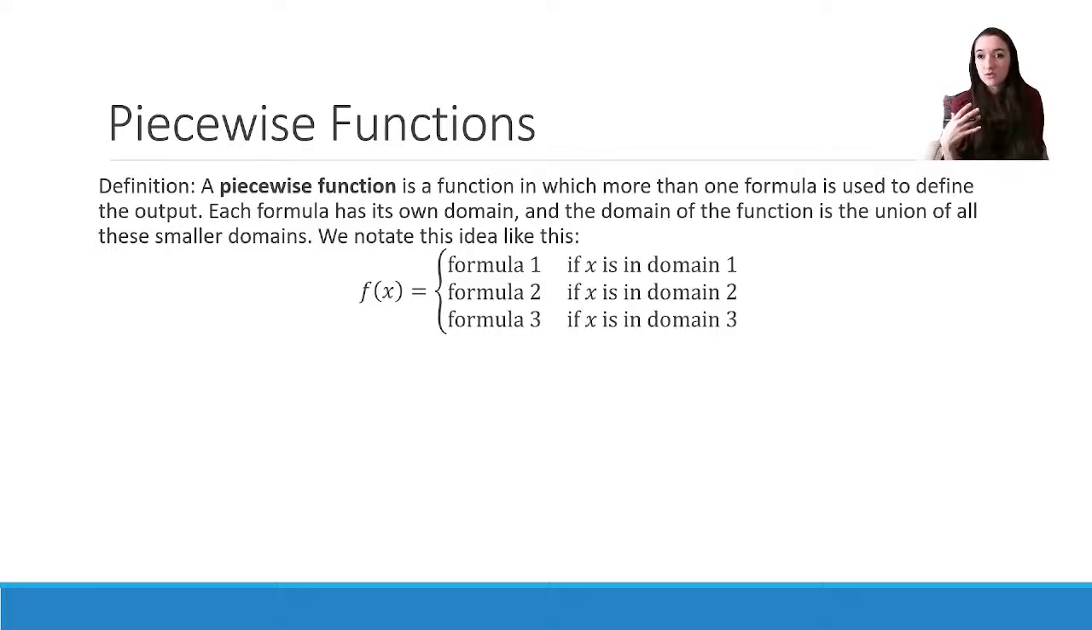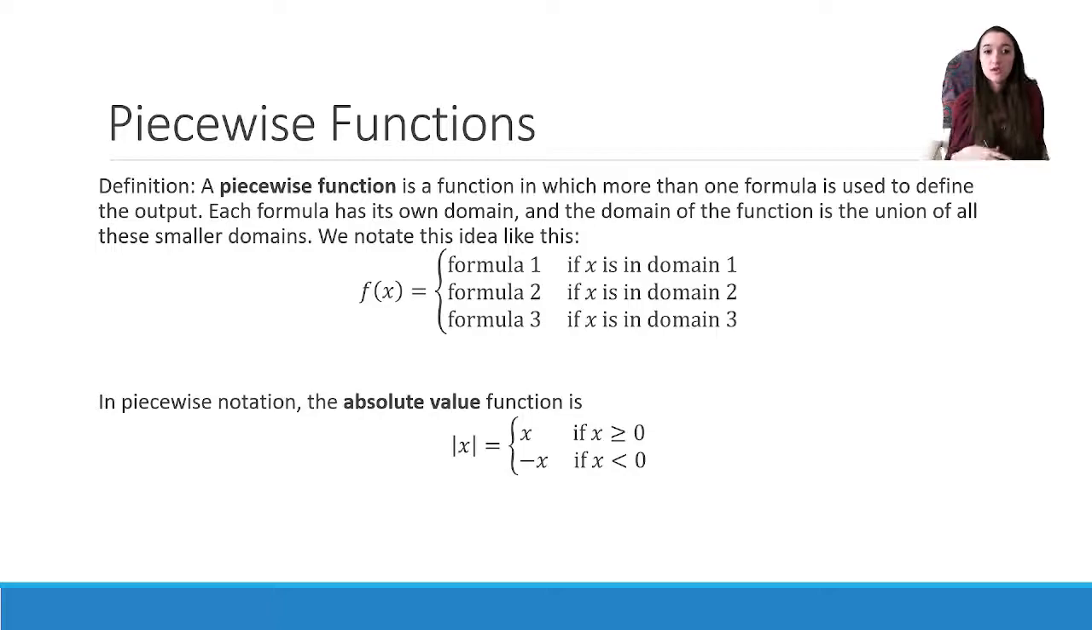You can have as many or as few formulas as you want to make this piecewise function. Most of the time you'll just see it with 2 of them, but I'm just showing that you can do it with 3 or 5 or 17. It doesn't matter. So, for example, the absolute value function is defined by a piecewise function. Absolute value of x is equal to x if x is greater than or equal to 0, and negative x if x is less than 0. So this is the actual definition of the absolute value function.